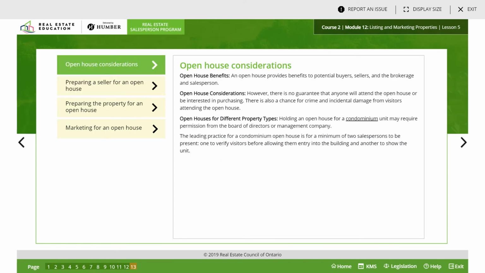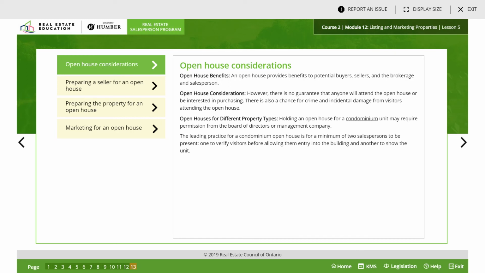Open house considerations. So, open house benefits. An open house provides benefits to potential buyers, sellers, and the brokerage and the salesperson. However, there is no guarantee that anyone will attend the open house or be interested in purchasing. There is a chance for crime and incidental damage from visitors attending the open house. Open houses for different property types. Holding an open house for a condominium may require permission from the board of directors or management company.